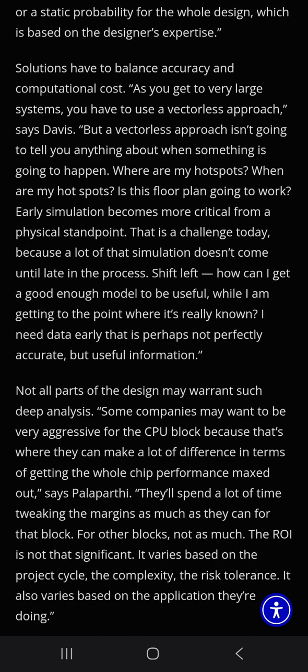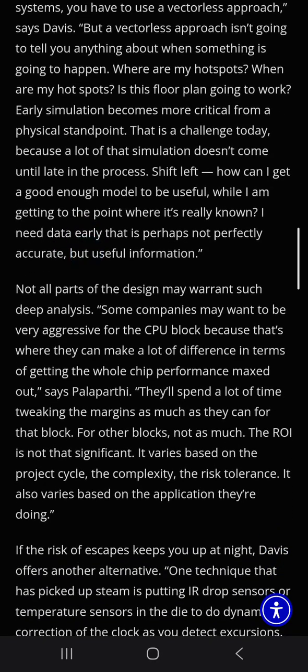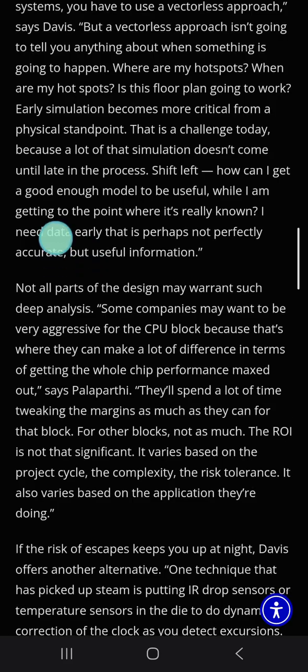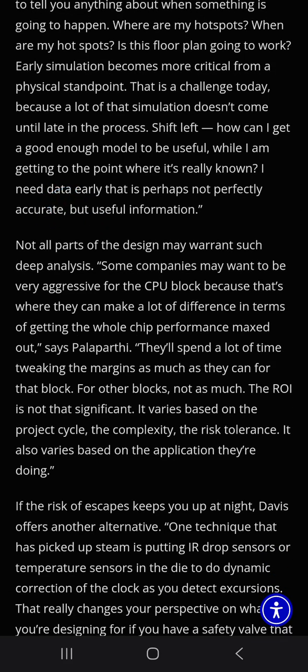I need data early that is perhaps not perfectly accurate, but useful information. Not all parts of the design may warrant such deep analysis. Some companies may want to be very aggressive for the CPU block because that's where they can make a lot of difference in terms of getting the whole chip performance maxed out, said Palapati.